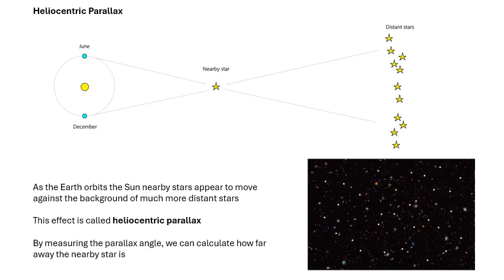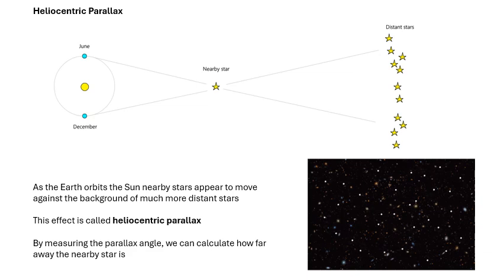Heliocentric parallax, what's that then? Well, look at the diagram. You've got the Earth going around the Sun, and if you were looking at a nearby star, in the background you've got very, very distant stars. As the Earth goes round the Sun, you're looking at this star from different angles. If you look at this animation that I've made here, in a year the star appears to move, and that's because you are looking at it from a different angle.